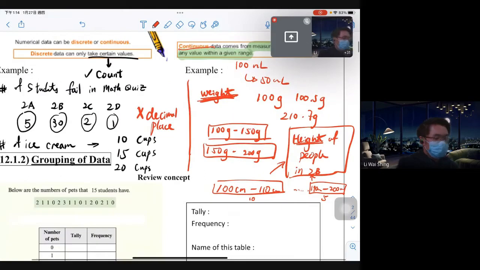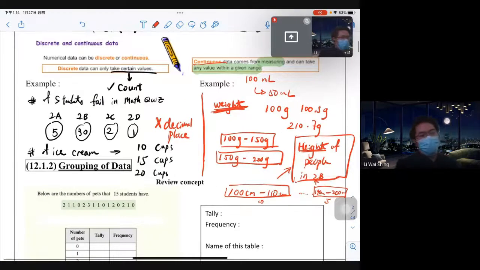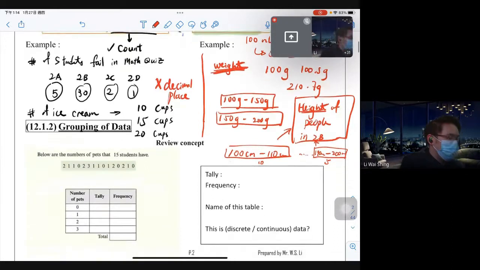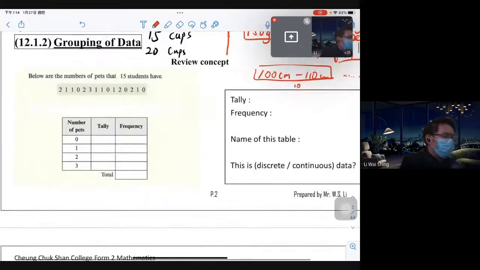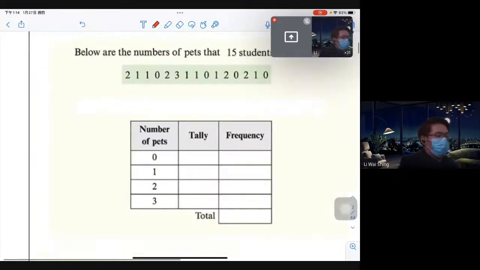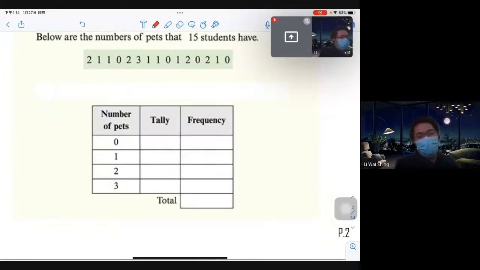Very good. Okay, so this is the thing you learn in Form 1. You need to know how to classify data as discrete, and at the same time classify it as continuous data. Now we talk about the grouping of data. You learn this table a lot. What is the name for this table? Elvis, what is the name for this table?